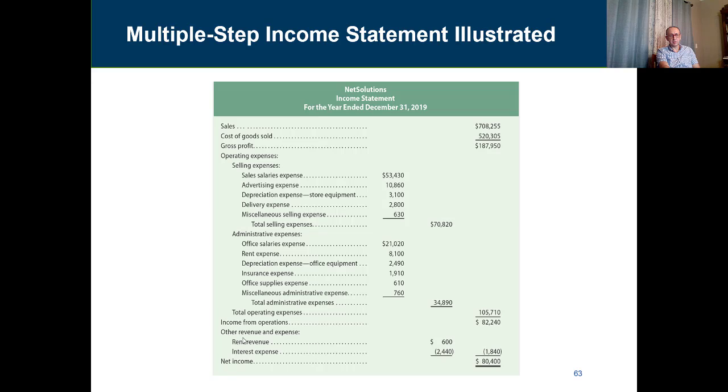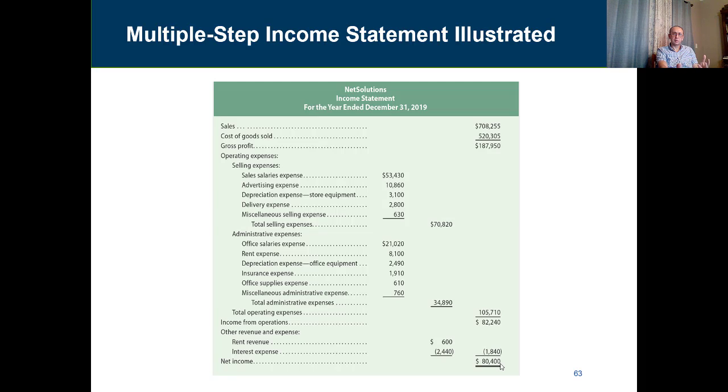Then the last step is to add or subtract other revenues and expenses. In this case, we have rent revenue of 600. The interest expense is more, 2,440. So we end up deducting this value, which is 1,840, which represents other revenues and expenses. When we subtract 1,840 from 82,240, we get net income of 80,400. Okay, so that's how the multiple step income statement is presented.